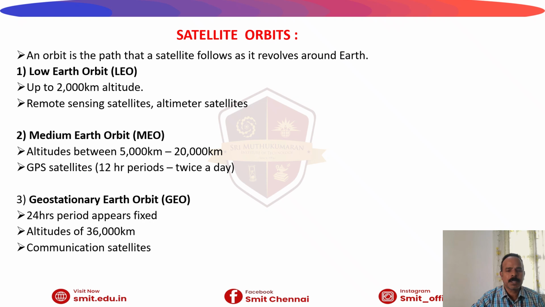In the MEO, the range is 5000 to 20,000 kilometers away from our Earth. The satellites coming under the MEO are called GPS satellites, that is global positioning satellites. They can be used to know the position of a satellite and the position of human beings. The next category is geostationary Earth orbit satellites, which are placed at an altitude of 36,000 kilometers and are particularly useful for communication purposes. This GEO only provides global communication, so by using GEO satellites, we can provide global coverage.